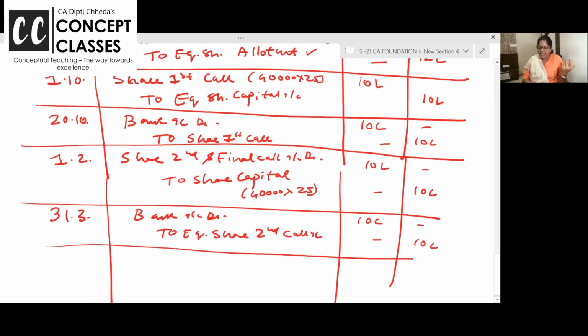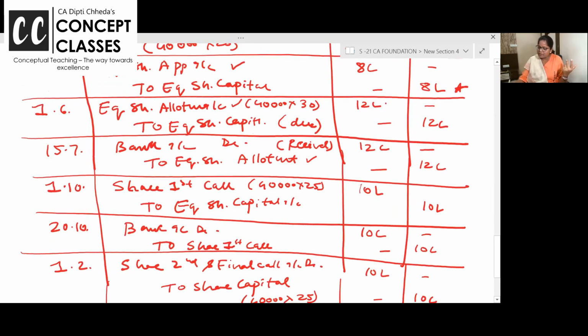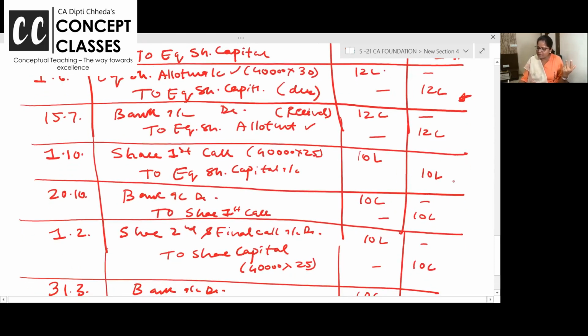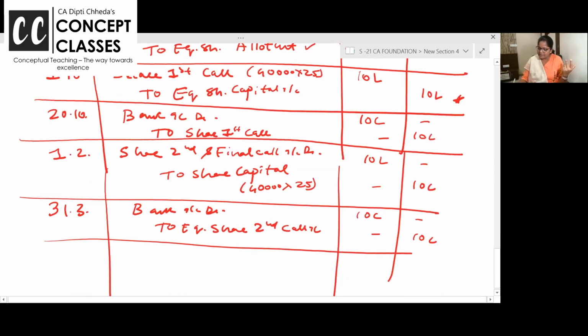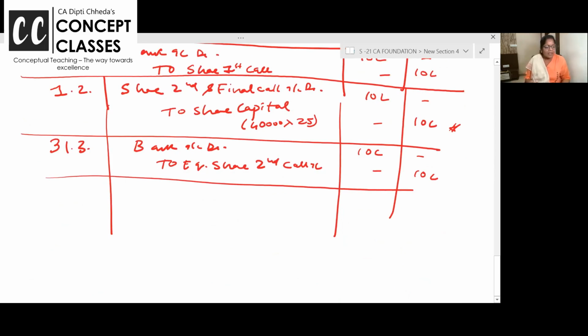In short, if you check equity share capital ko credit kitna gaya hai first? 8 lakhs. Put a star mark here. Then 12 lakhs. So 20 lakhs. Then 10 lakhs, 30 lakhs. Then 10 lakhs, 40 lakhs. So if you check 40,000 shares you have issued at 100, obviously 40 lakhs should come in the equity share capital.